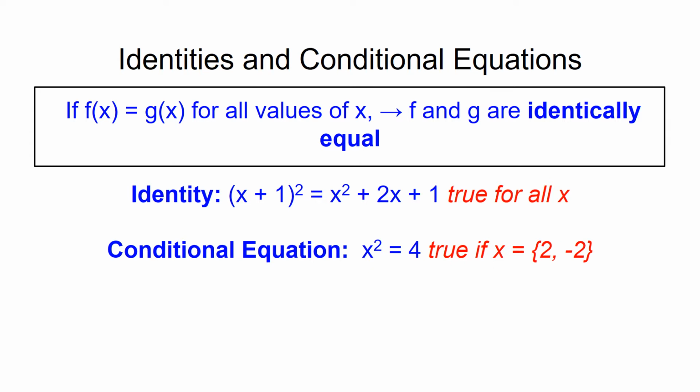Any equation that's not an identity is called a conditional equation. Here's an example of one. X squared equals 4. This equation is true for only certain values of x, namely -2 and 2.